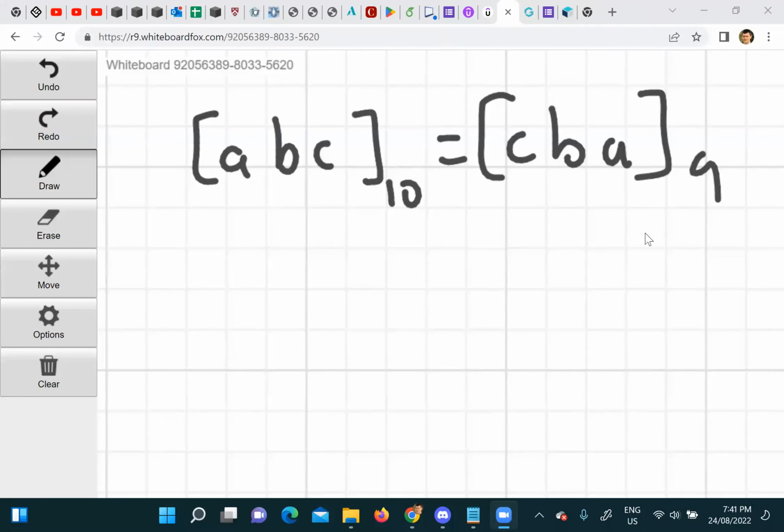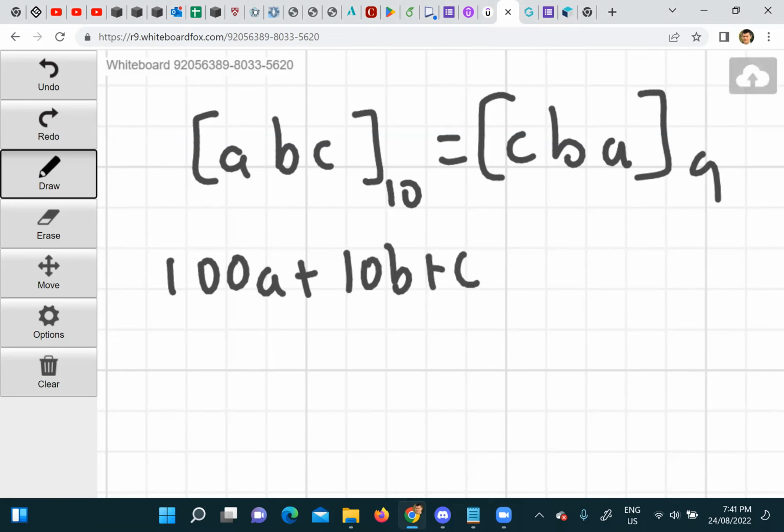Okay, so this is the next question on the AIME 2022, and it says this essentially, right? So if you have 100A plus, and these are all distinct, yeah, C, B, and A, plus 10B plus C equals 81C plus 9B plus A, yeah?